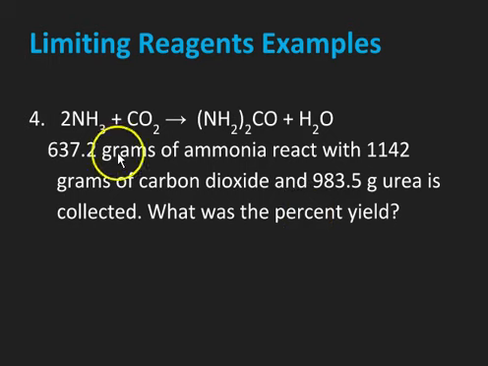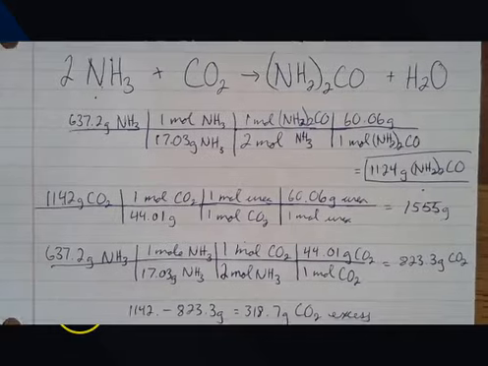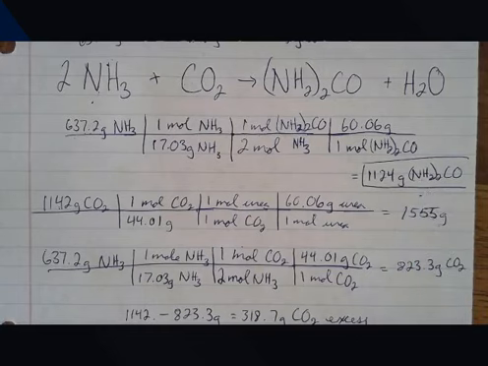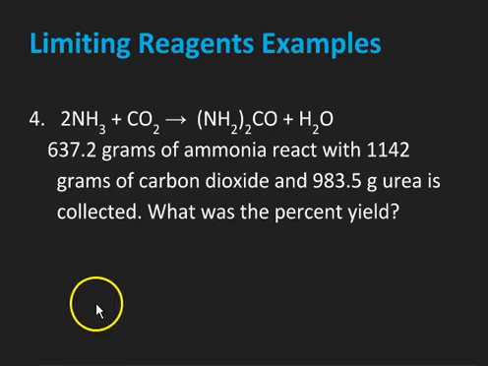Going back to the same problem with the same numbers, let's say we carry out this reaction and only 983.5 grams of urea is actually collected. What's the percent yield? Going back to our calculations, we know that we should theoretically produce 1124 grams of urea. However, the problem is telling us that we actually only produced 983 grams.